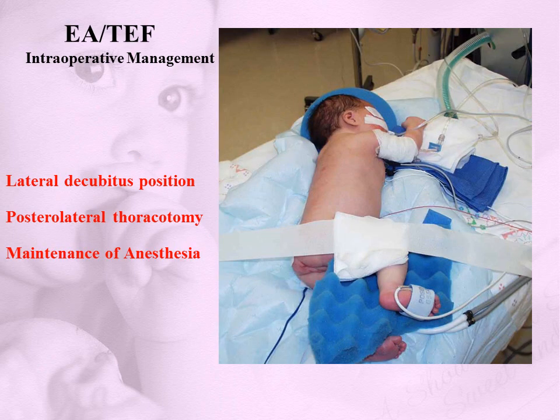As shown here, the baby will be put in the lateral position, and the incision will be in the posterolateral part of the chest, because the esophagus and the trachea are contents of the posterior mediastinum. So to attack the posterior mediastinal structures, your incision should be in the posterolateral part of the chest, at the level of the fourth intercostal space.